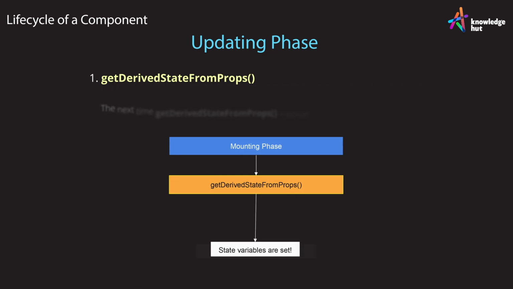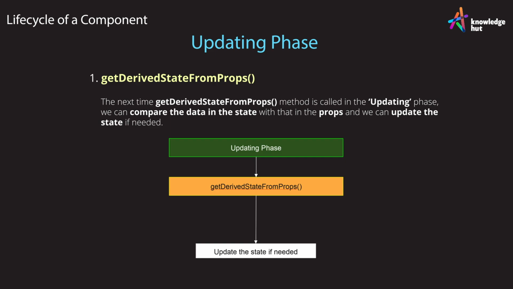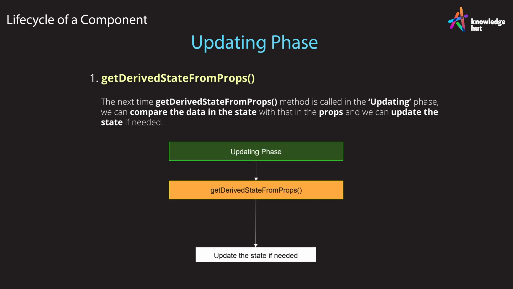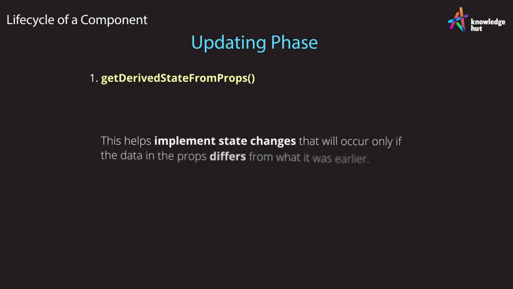The next time, this method is called in the updating phase. This time around, you can compare the data in the state with that in the props, and if you want, you can update the state. This helps you implement state changes that will occur only if the data in the props differs from what it was earlier.